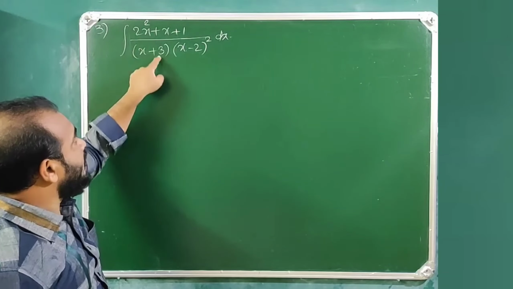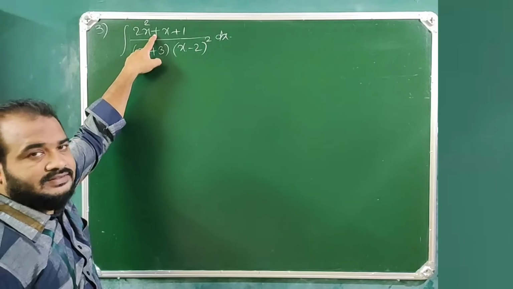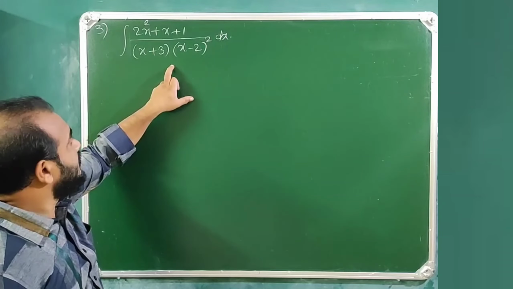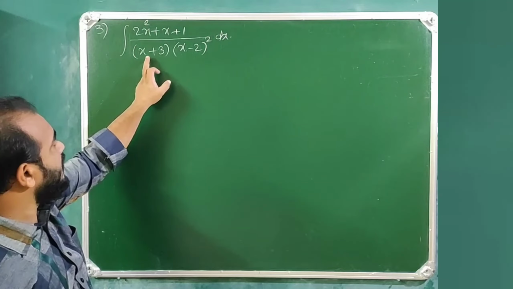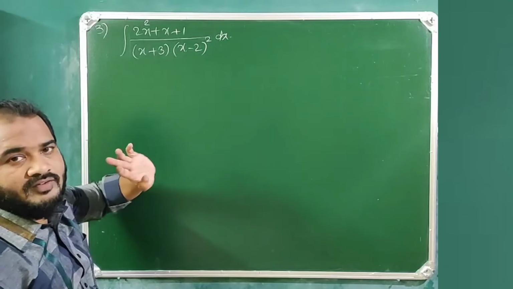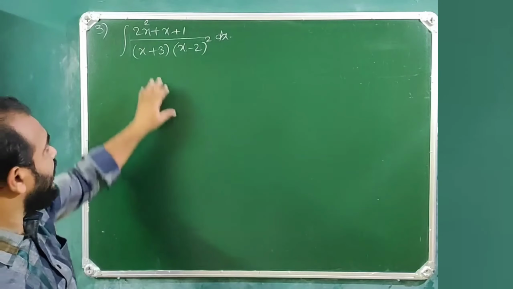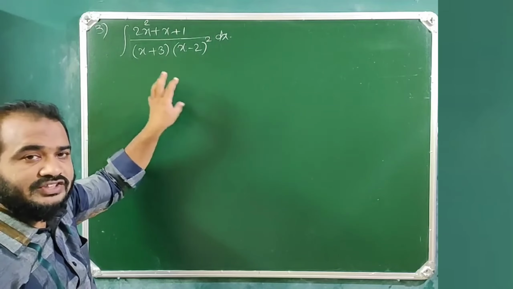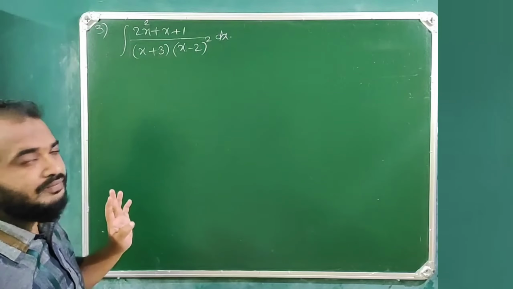The numerator and denominator contain polynomials in x, and this is a fraction. The degree of the numerator is 2 and the degree of the denominator, on expansion, is x cube. So the degree of f of x is less than the degree of g of x. Hence this is a proper fraction, and the method of partial fractions is applicable for a proper fraction.